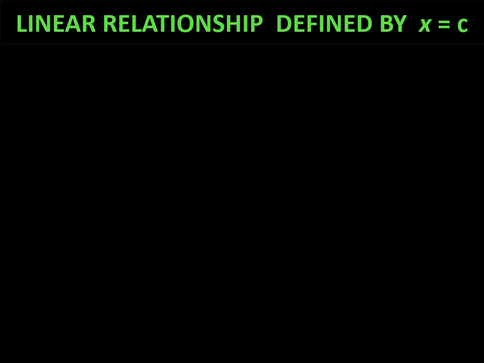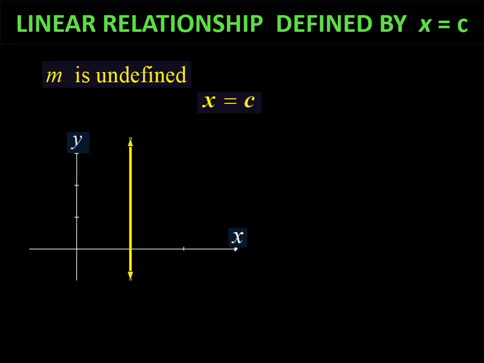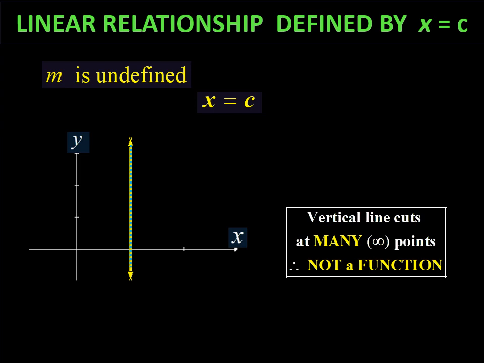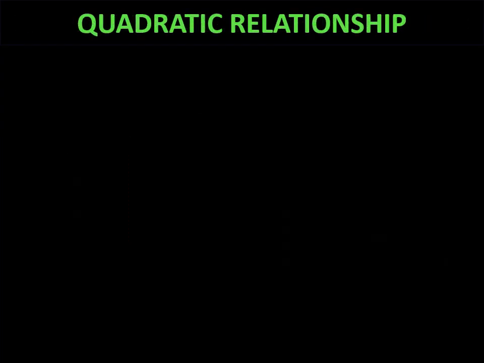Let's take this straight line. Here we have a gradient that is undefined. So there we have a vertical line, x equal to c. Let's say x is 5, it will just be a vertical line there. Let's just follow the vertical line there. Can you see how many times the vertical line cuts it? Infinitely many places there. Therefore, the output is not a unique output. Therefore, it will not be a function.